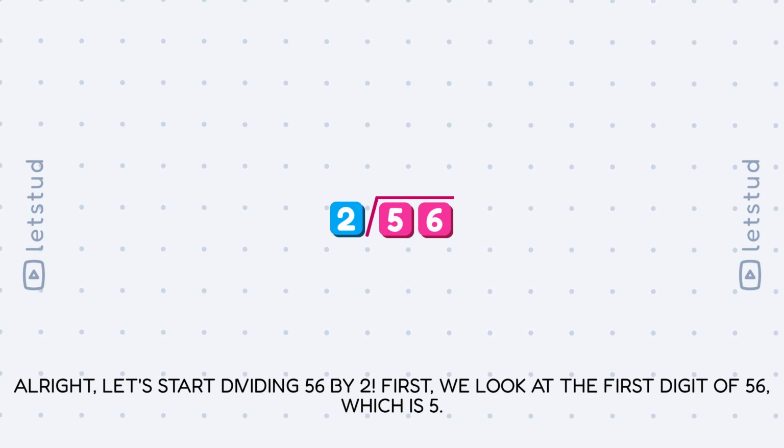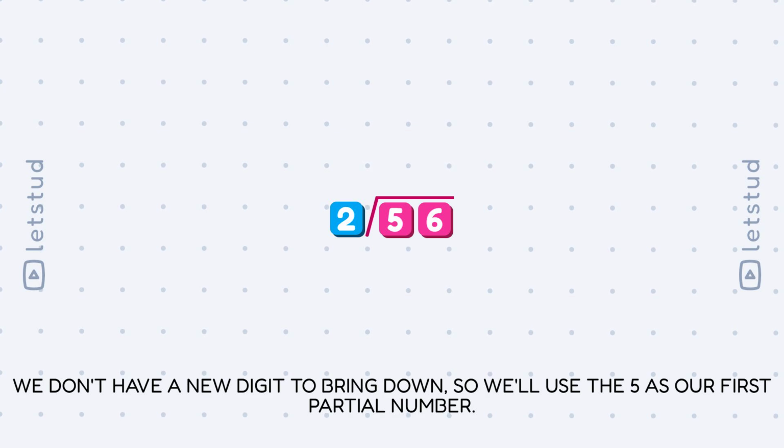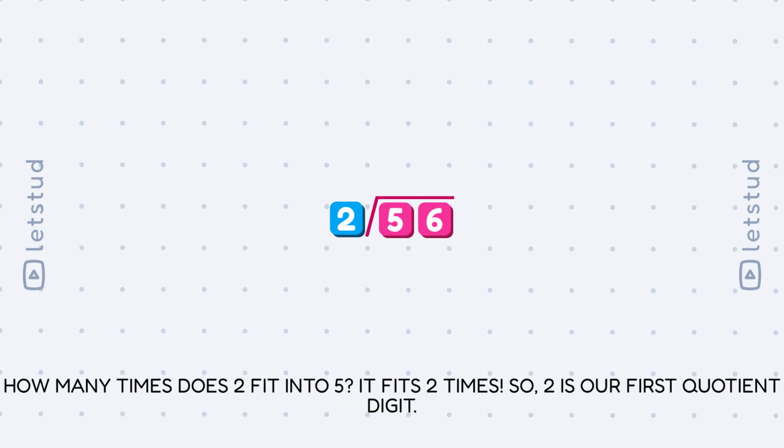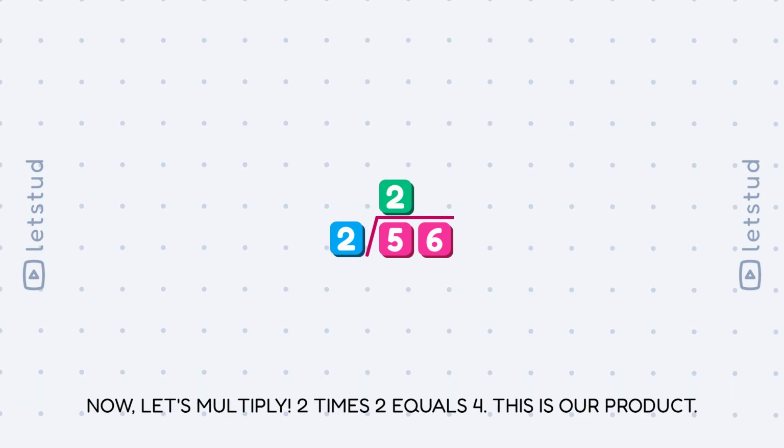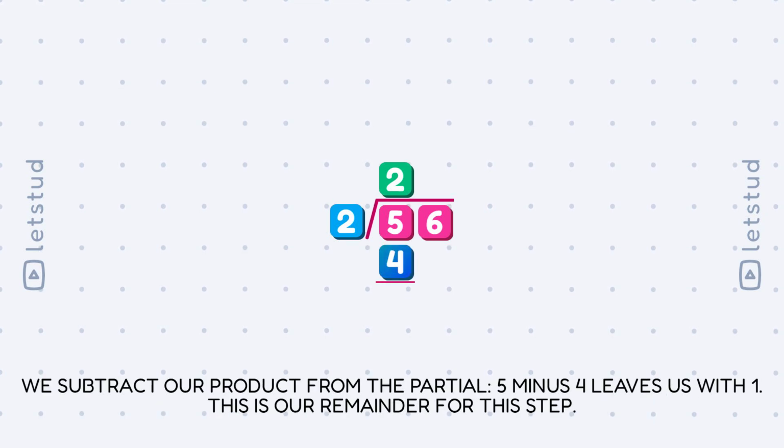Alright, let's start dividing 56 by 2. We'll begin with the first digit, 5. We bring down the 5, so we have 5. How many times does 2 fit into 5? It fits 2 times. Let's check. 2 times 2 is 4. Now we subtract. 5 minus 4 leaves us with 1.